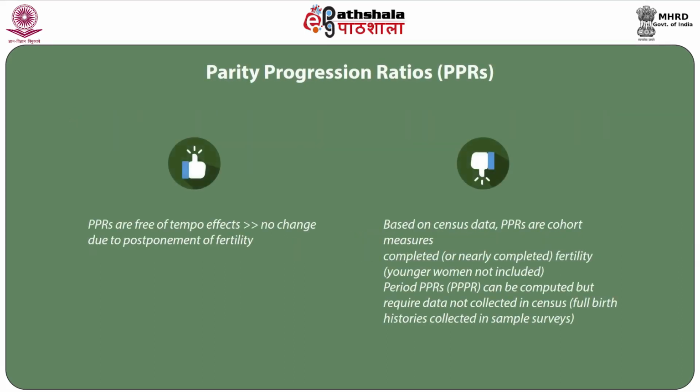The measurement has an advantage because PPRs are free of tempo effects. There is no change due to postponement of fertility. A major disadvantage is that, based on census data, PPRs are cohort measures of completed or nearly completed fertility, so for instance younger women are not included. The period PPRs can be computed but require data which is not collected in census, like full birth histories, which are collected only in sample surveys.